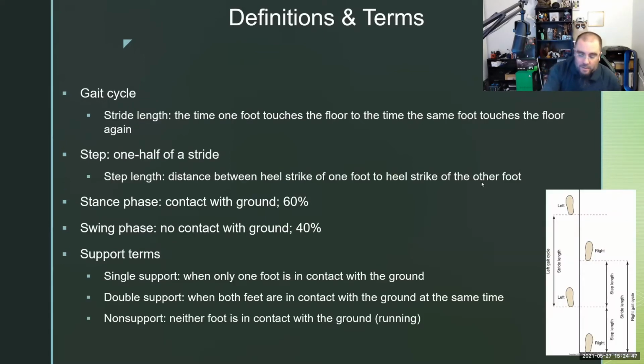All right, so the gait cycle. The gait cycle involves stride length. Stride length is the time from one foot touching the floor to the time that the same foot touches the floor again. So typically when we talk stride, we're talking side: right stride, left stride. A step is from when your right foot touches until your left foot touches. Does that make sense? So stride is from when my right foot lifts up to the next time the right foot touches down. Step is when right, left, right, left, right, left, right, left.